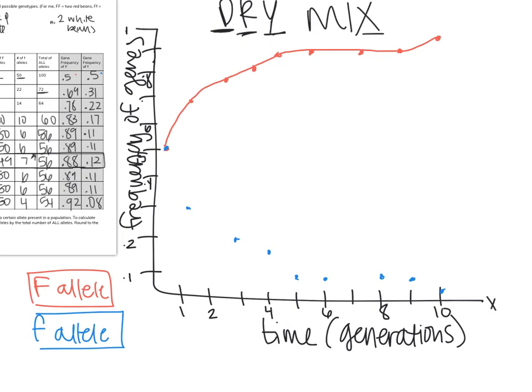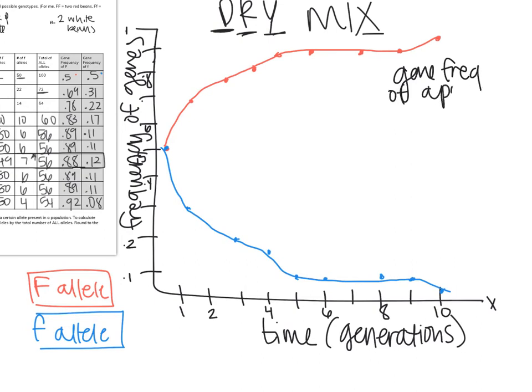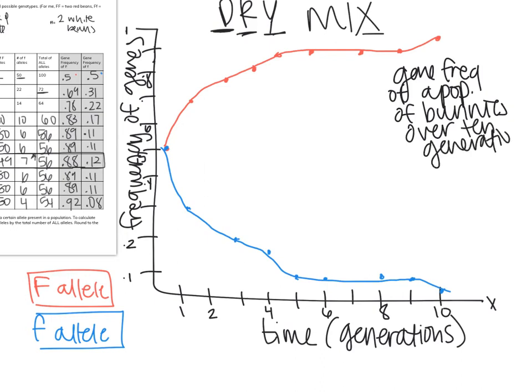So let's do... Okay, so that looks pretty good, if I do say so myself. So, we forgot one thing. We forgot our title, which I'm going to put over here. So this is just the gene frequencies of a population of bunnies over 10 generations. That is a perfect title.